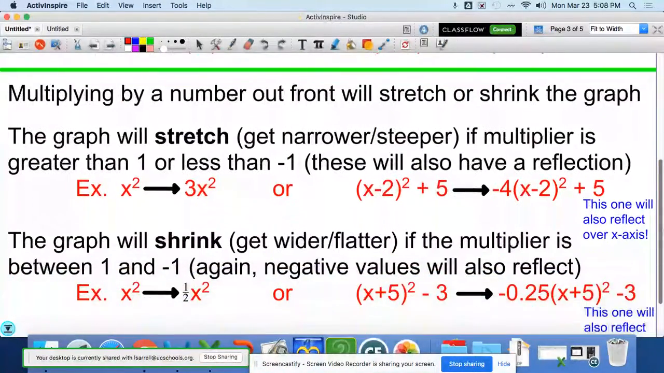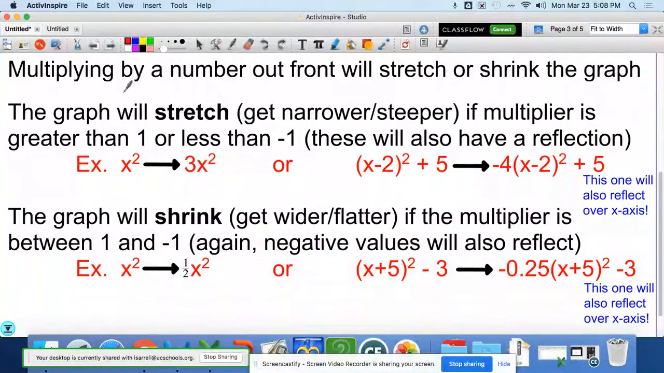The next thing you need to have for your notes is this second section. Multiplying by a number out front will stretch or shrink the graph. It does one or the other, kind of like the reflections. The graph will stretch, which also means get narrower or steeper, if the multiplier is greater than 1 or less than -1.